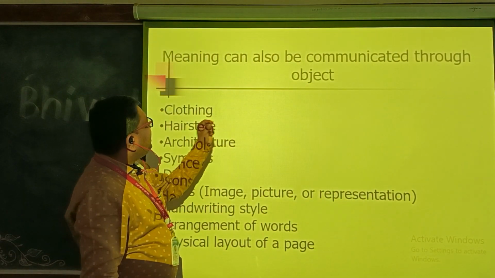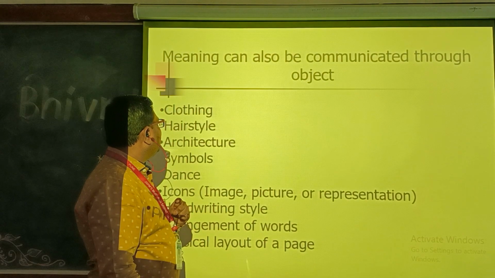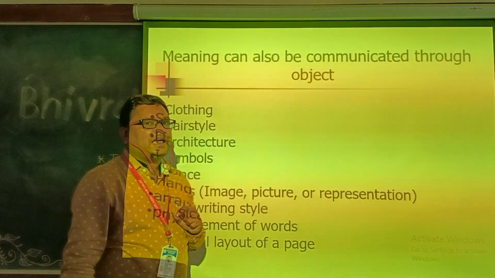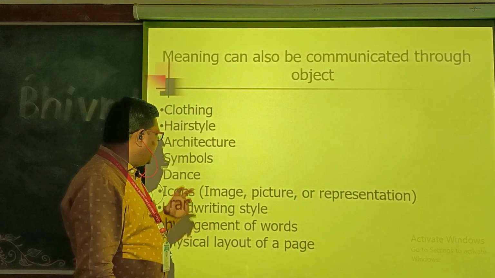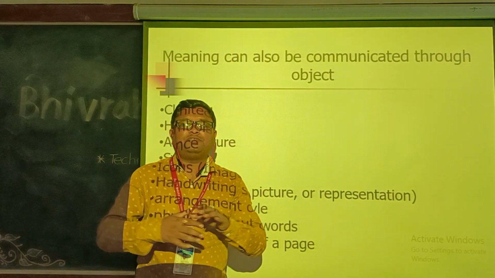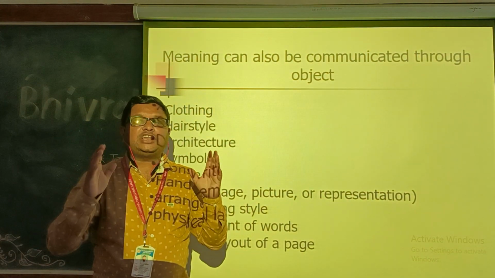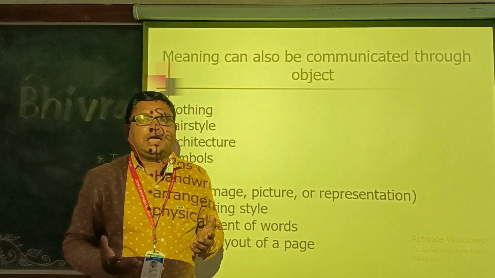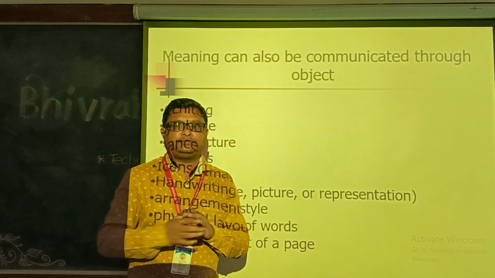Meaning can also be communicated through objects. Which are the objects? Like clothing, hairstyle, architecture, symbols, dance, icons. With the help of these also we can communicate with each other. Each occasion should have a different appearance or different clothing. Hairstyle should be there. Next slide.